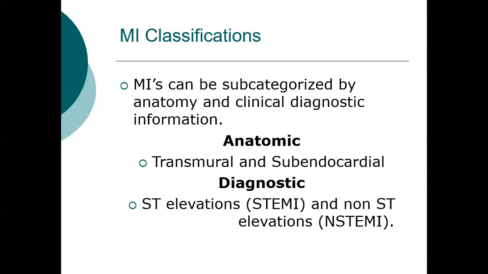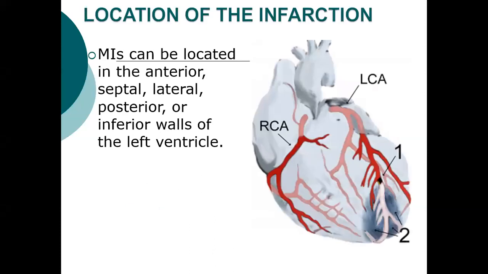MI can be, next slide, please. So MI can be located in the anterior side, septal, lateral, posterior, and inferior walls of the left ventricle. If you have noted, most of the MI conversation will concentrate more on the left ventricle. As I said before, the left ventricle is the main pump of the heart. The right side usually doesn't do much because it receives more, so it doesn't have much of the pumping effect.